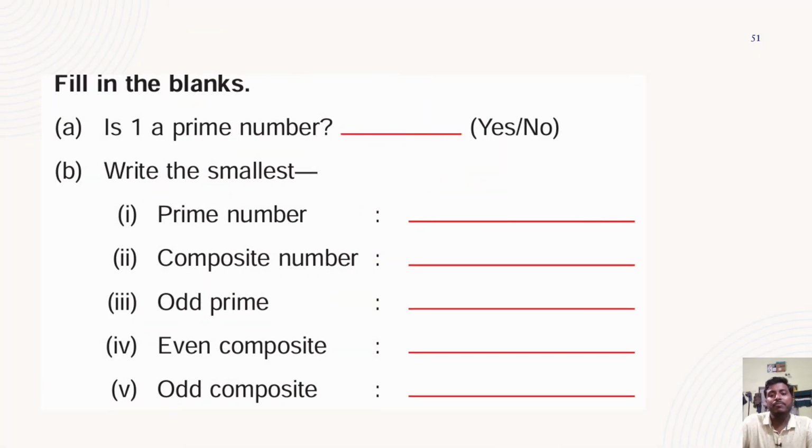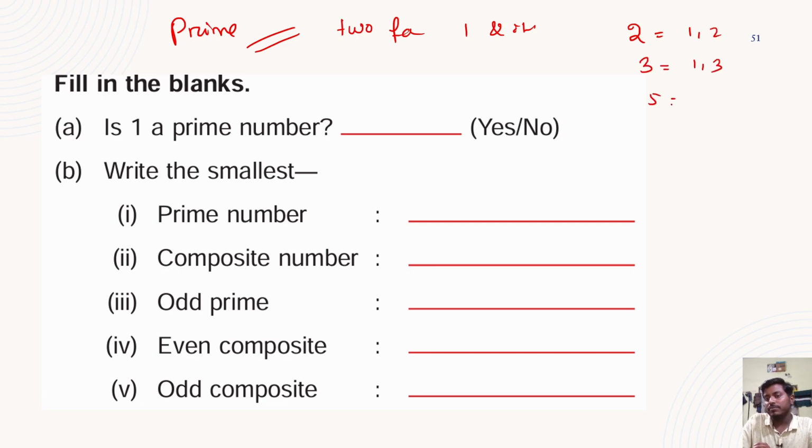Next. Prime numbers and composite numbers. Then what is a prime number? The number which has only two factors, that is 1 and itself. Suppose the number is 2. The two factors are 1 and 2. Okay, the number is 3. Same, 1 and 3. Then 5. Same, 1 and 5. Those numbers which have two factors are called prime numbers. And those with more than two factors are composite numbers. But 1 has only one factor. That's why 1 is neither a composite nor a prime number. So, is 1 a prime number? No. So the answer is no.